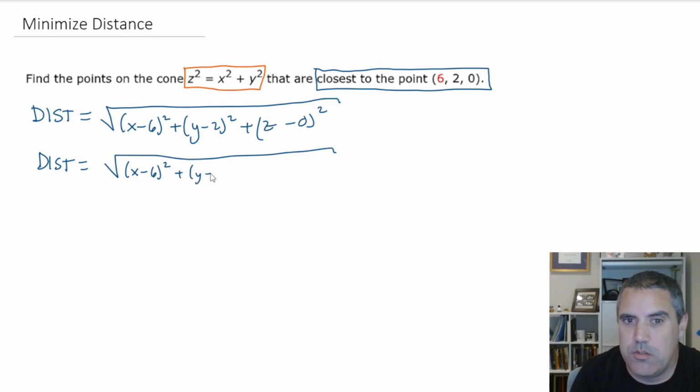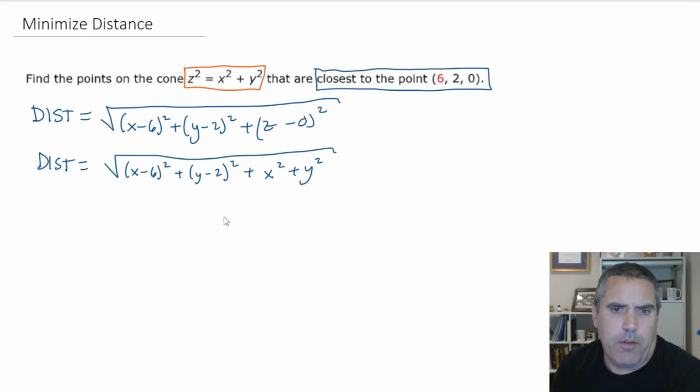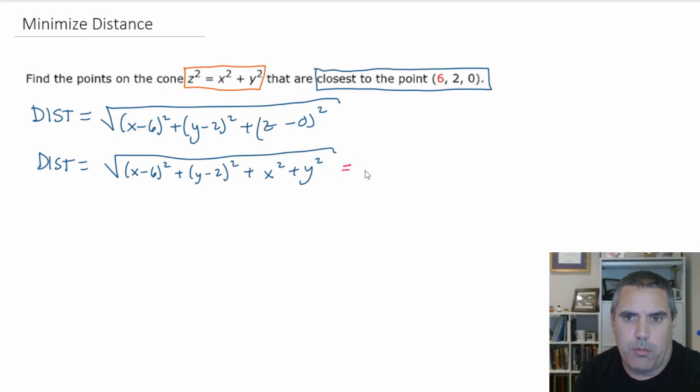Now, textbooks do something in this moment, and a lot of instructors do it too, and it makes sense to do it, but it's an unnecessary step. If I'm trying to minimize this two variable function, I know what I need to do next. I need to take the partial derivatives and set them equal to 0.